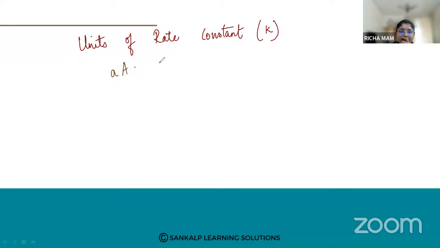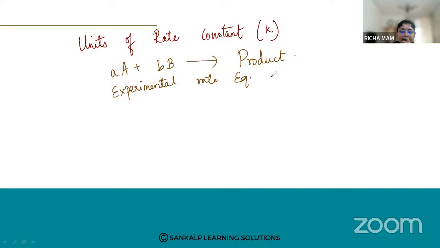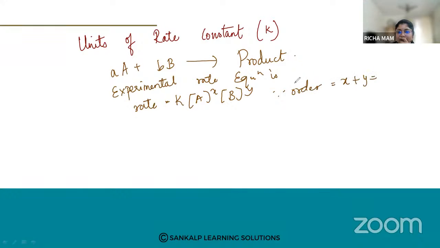If we consider A plus B giving product, what is the experimental rate equation for this particular reaction? The experimental rate equation is rate equals K times A raised to X and B raised to Y. Therefore, the order of reaction is X plus Y equals something, maybe n.